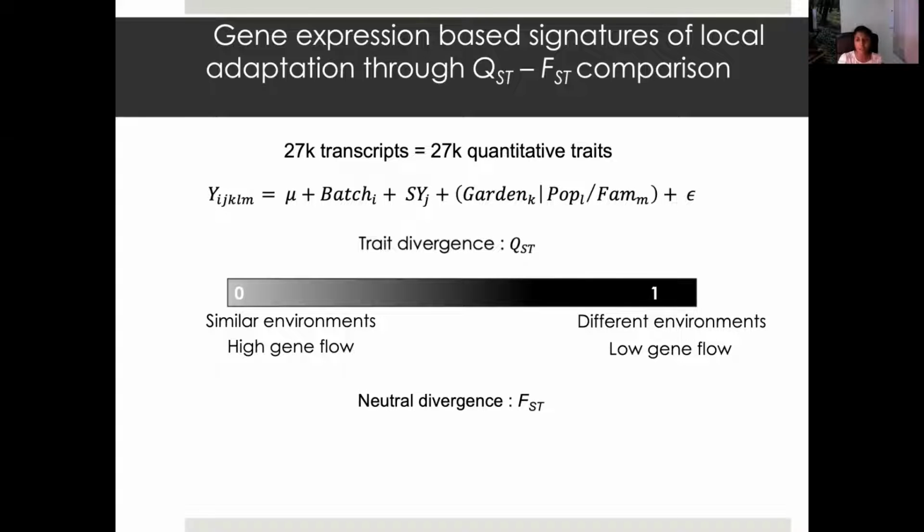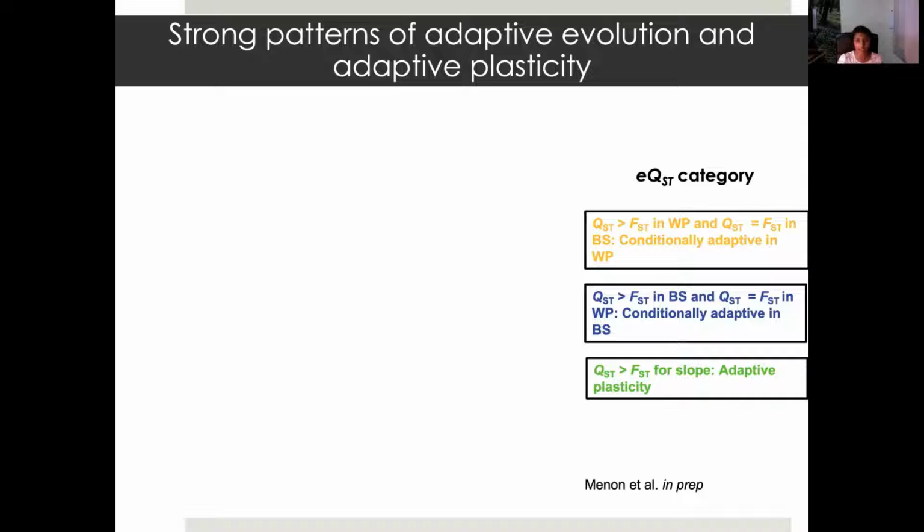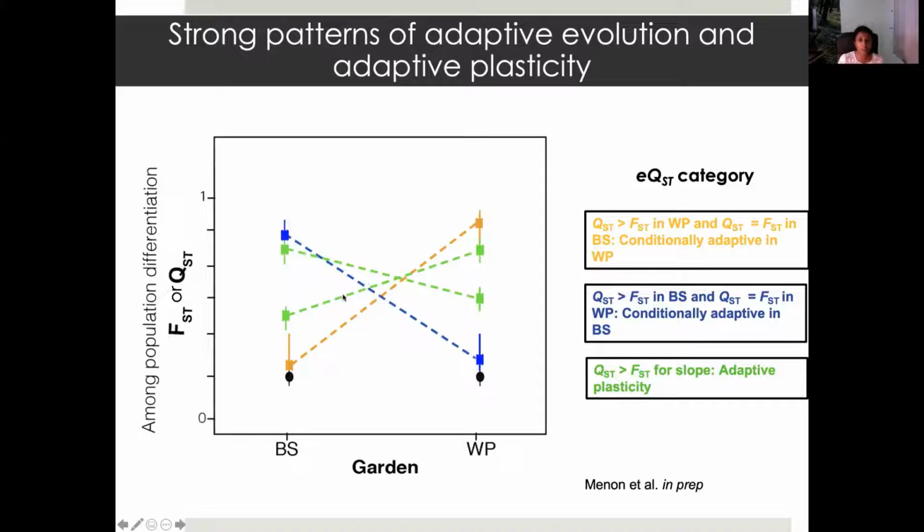With this, I ended up with 3 EQST categories. This is further highlighted in this schematic, and these will be the focus of my talk moving forward. The Y-axis here is representing the degree of among population differentiation, and FST here is represented by the black ovals with the confidence interval. QST for each of the categories and the transcripts falling under them are represented by differently colored box plots.